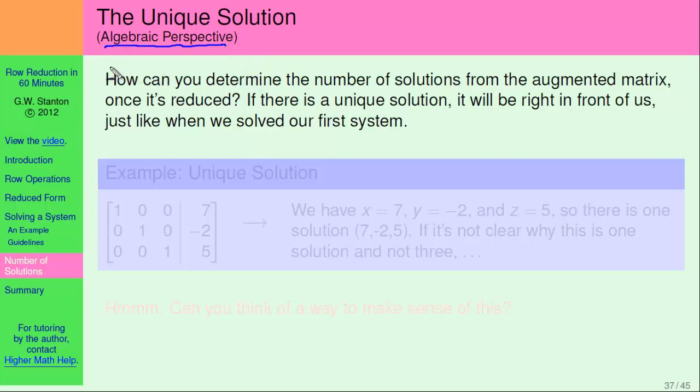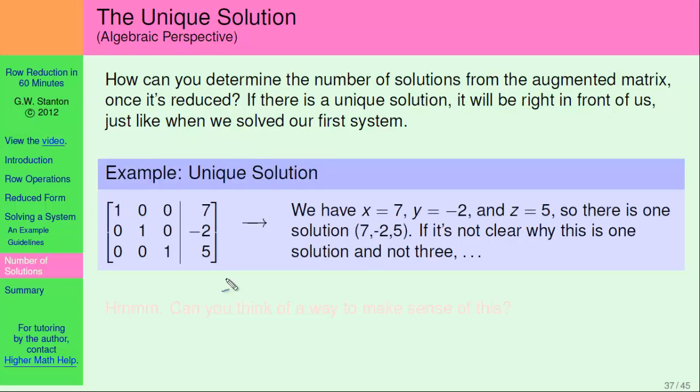So let's say you are performing row reduction and you want to know how you can determine the number of solutions from the augmented matrix once it's reduced. Well, if there's a unique solution, it will be right in front of you, just like when we solved our first system. Let's take a look at an example in case you don't remember how that looks.